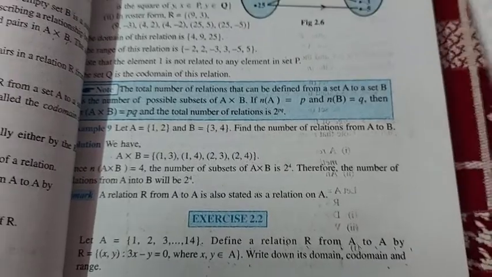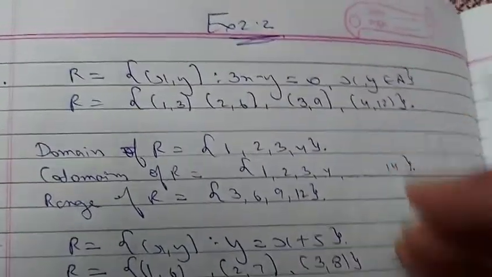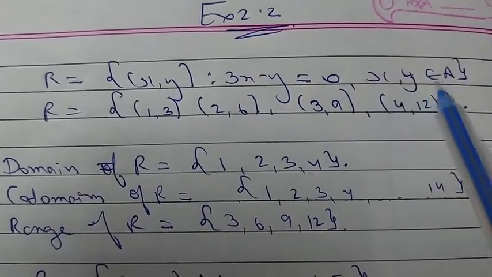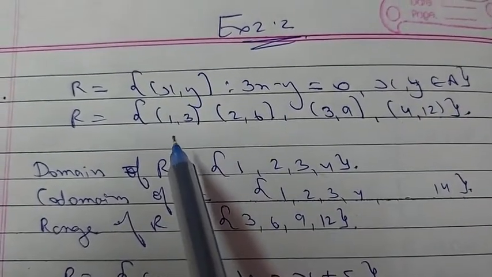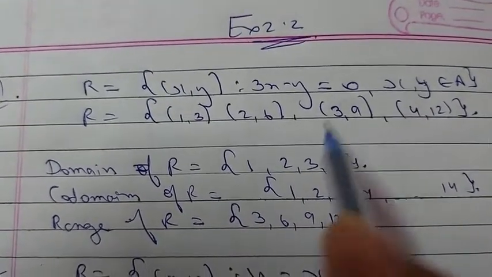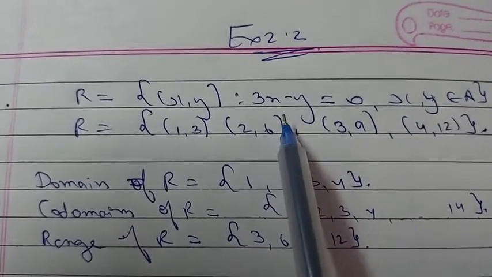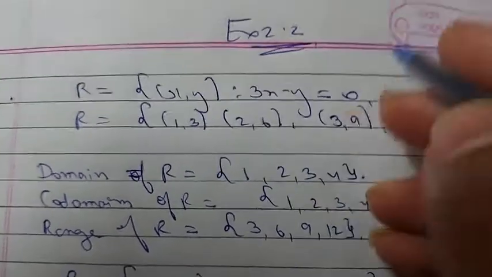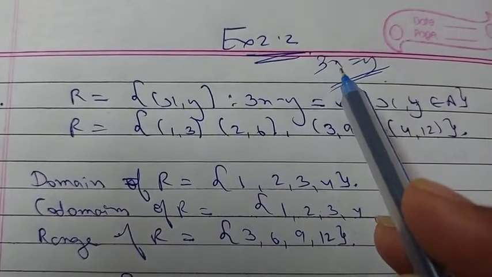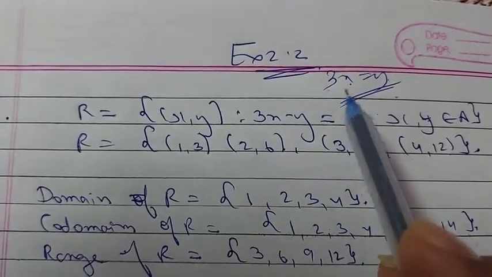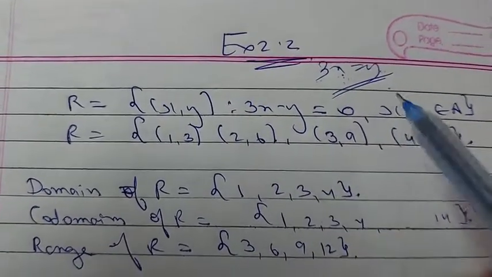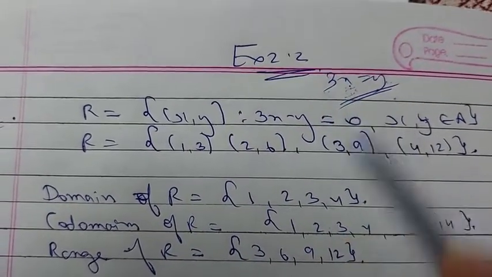Now I will tell you how to find the domain, codomain and all the things. R = {(x, y) : 3x − y = 0}, where x, y belong to A. Whatever values you put, the set A is 1 to 14. Suppose I put x value 1, then 3x = y. This is the equation. If I put x = 1, then y = 3. If x = 2, y = 6. If I put 3, then 9, and if I put 4, 12. Now if I put 5, then it will be 15, more than 14.